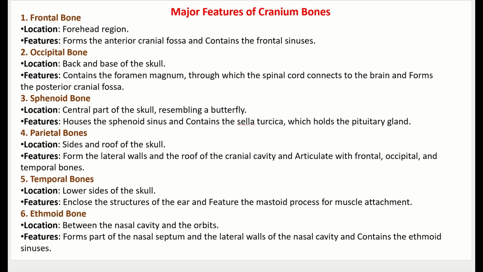Next, the parietal bone. It is located at the side and roof of the skull, and it forms the lateral walls and the roof of the cranial cavity and articulates with the frontal, occipital, and temporal bones. The temporal bone is located at the lower side of the skull and encloses the structures of the ear, and features the mastoid process for muscle attachment. The ethmoid bone is located between the nasal cavity and the orbit, and it forms a part of the nasal septum and the lateral wall of the nasal cavity and contains the ethmoid sinuses.